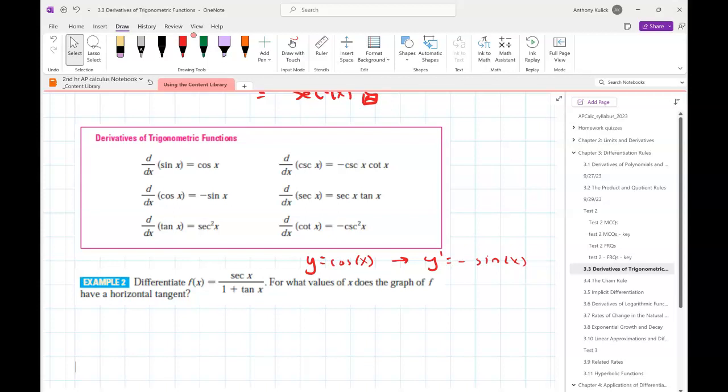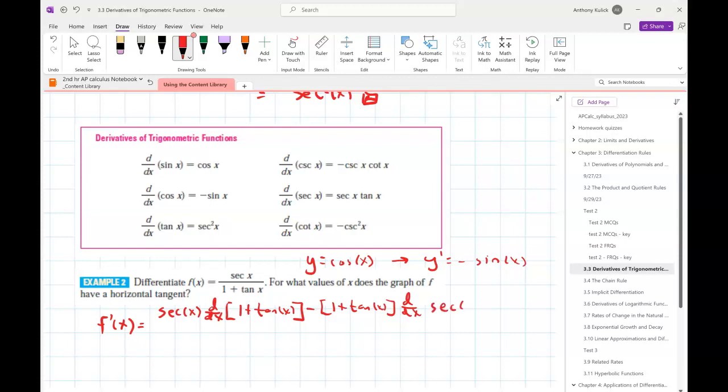So far, so good? Okay. So to get that derivative, we need to use quotient rule. So it's top times the derivative of the bottom minus the bottom times the derivative of the top, over the bottom squared.